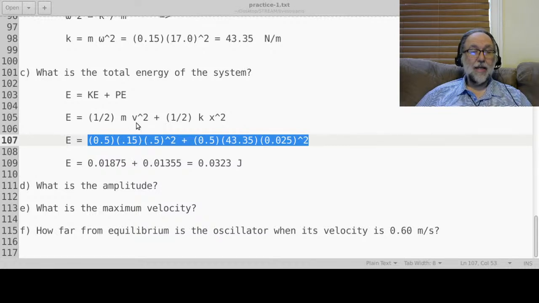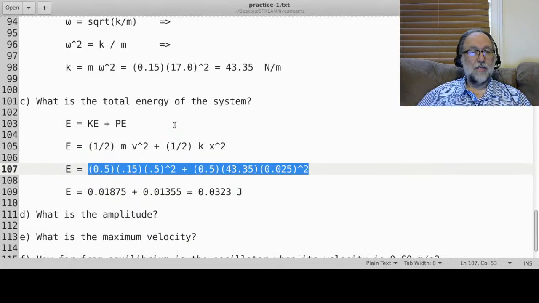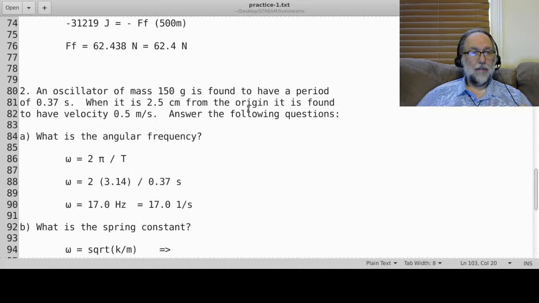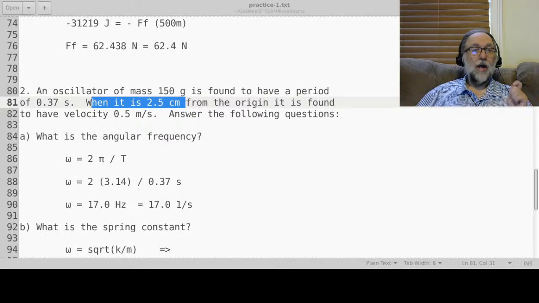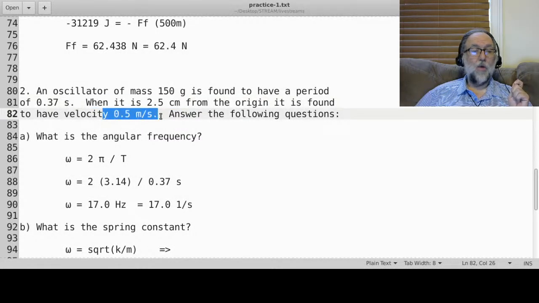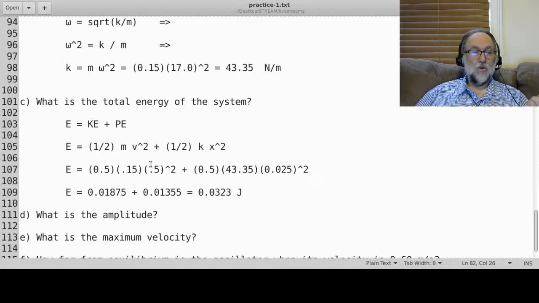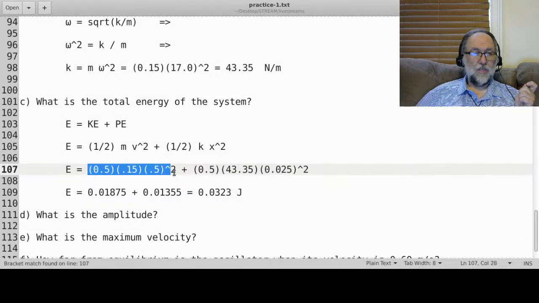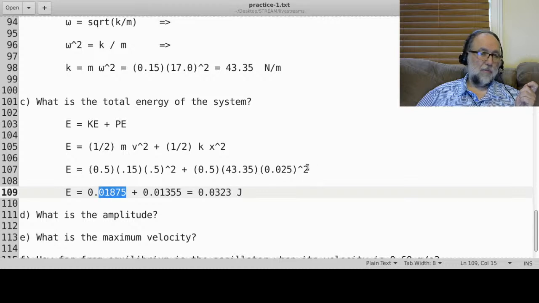The velocity, I said, so let's read here what I said in the problem so you know how I plugged it in. I said when it is at a distance of 2.5 centimeters, that's your x, then it's got a velocity of 0.5 meters per second, and that's your v. So your v here is 0.5 meters per second. That'll give us the kinetic energy, which turns out to be that number right there.